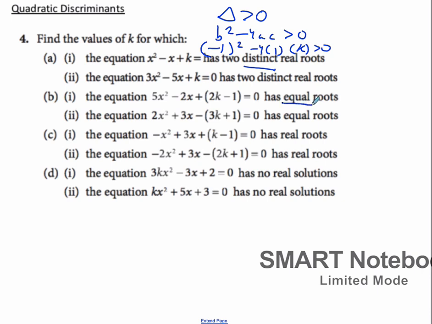Two equal roots, that's when the discriminant equals 0. So you solve that equation, it's not an inequality. And has real roots means the discriminant is greater than or equal to 0, because when it's less than 0, it has no real roots. Okay, so no real roots obviously is less than 0.